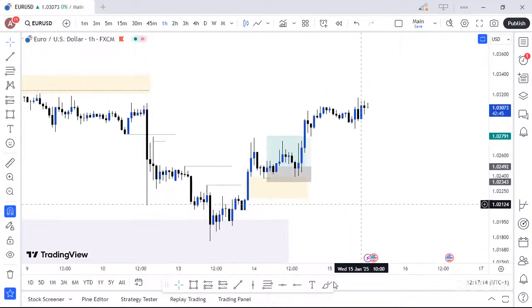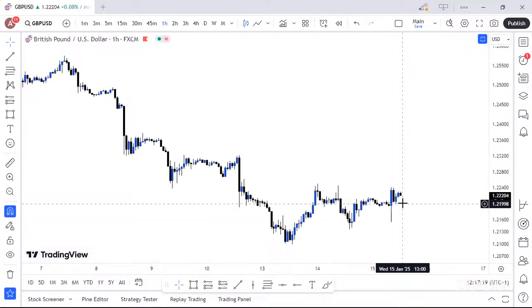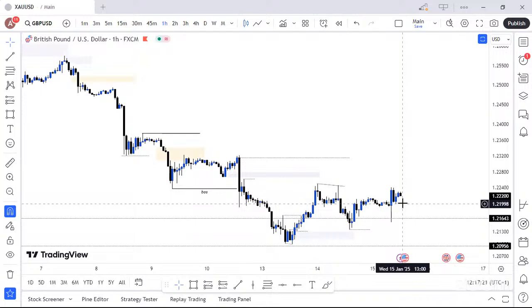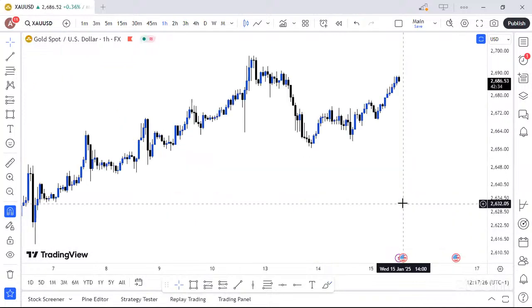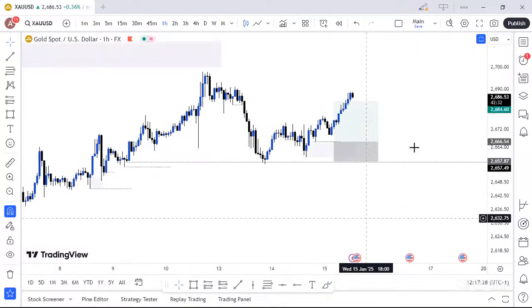So basically, that is what I had for EU. Mr. Vala has talked about GU, and what do I have for gold? Do I have anything for gold? Okay, I had this area here that price is running away from. I don't know where it is going to.